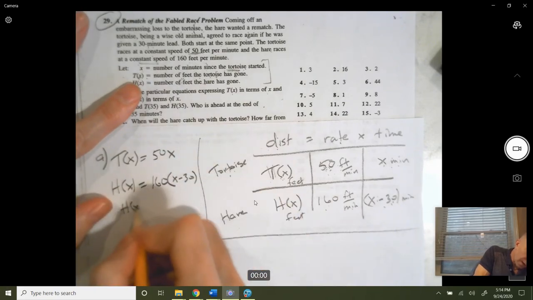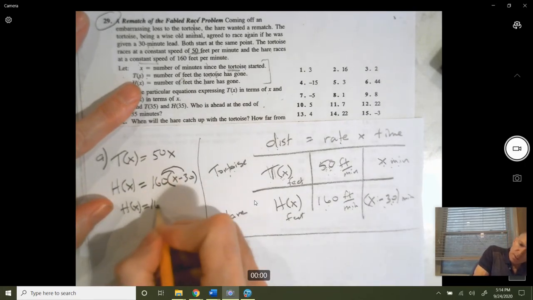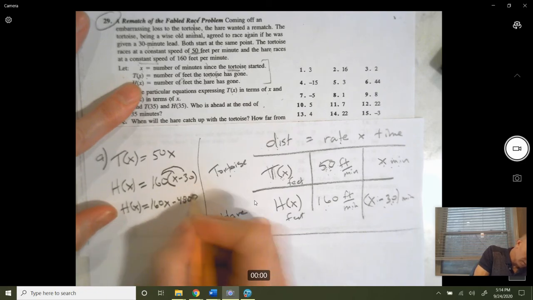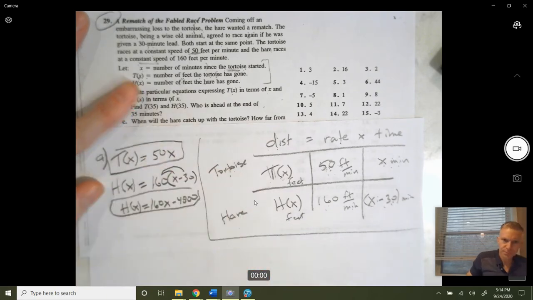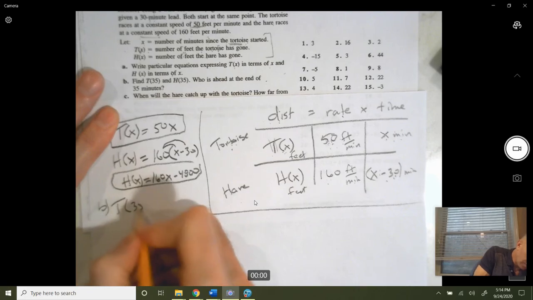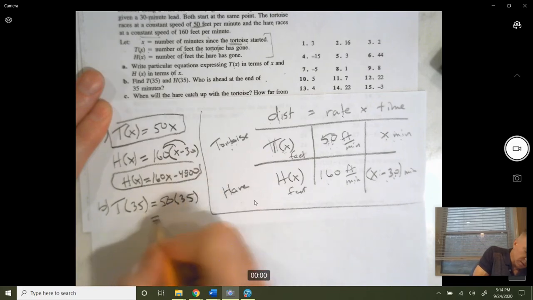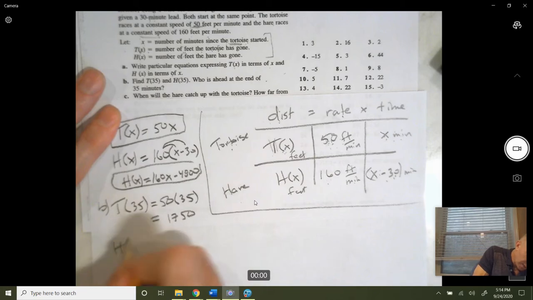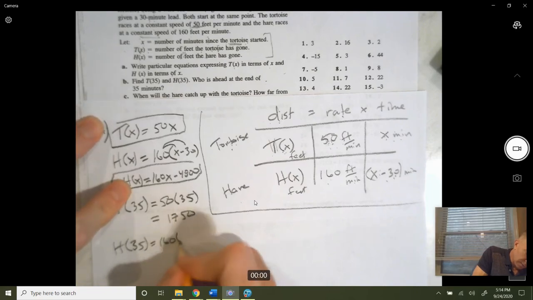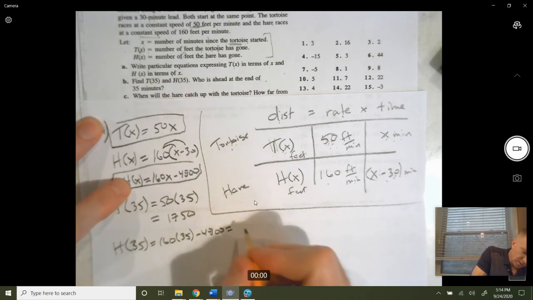Let's simplify that. You're going to get 160x minus 4800 when you distribute the 160. That's part A. Part B, find t of 35. Well, we're just plugging 35 in for x, so 50 times 35, which equals 1750. H of 35 equals, go to the h function, 160 times 35 minus 4800, which equals 800.